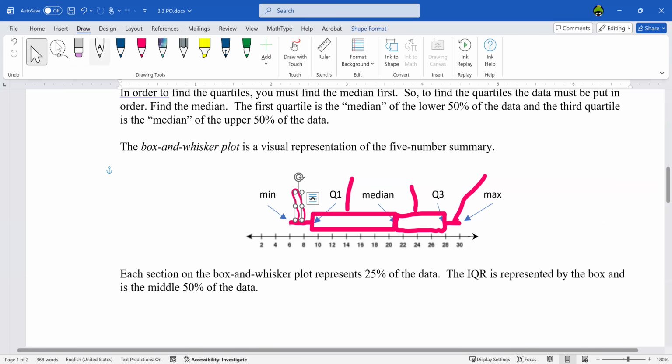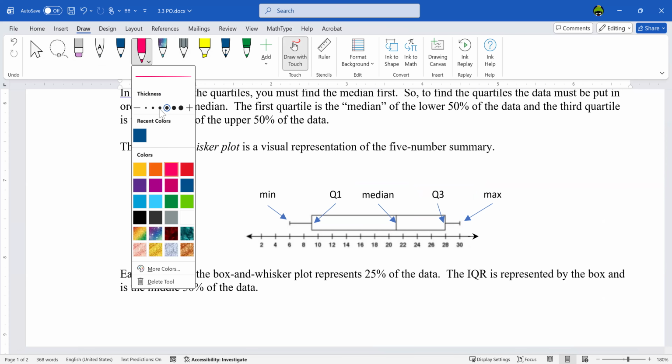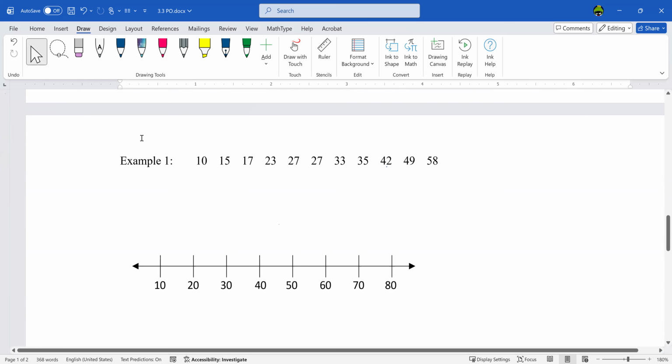The rest of the notes in this section is just going through examples of if you're given data, can you find the five-number summary? Once you find the five-number summary, can you make a box and whisker graph from that data? So here is example one. I already put the numbers in order.